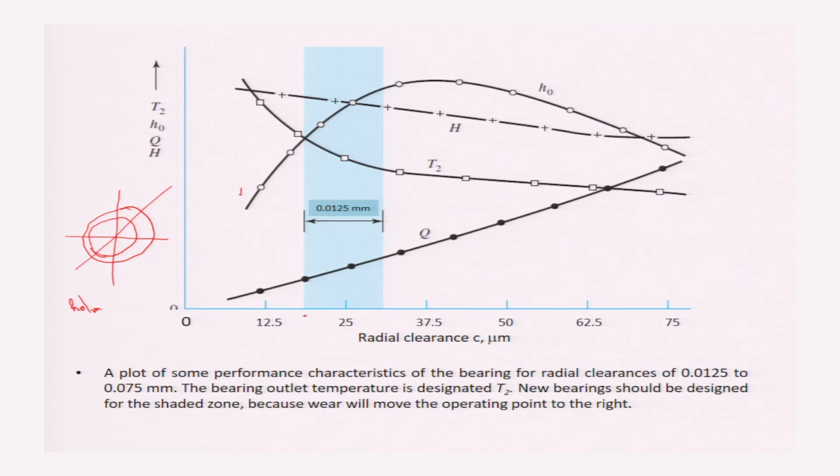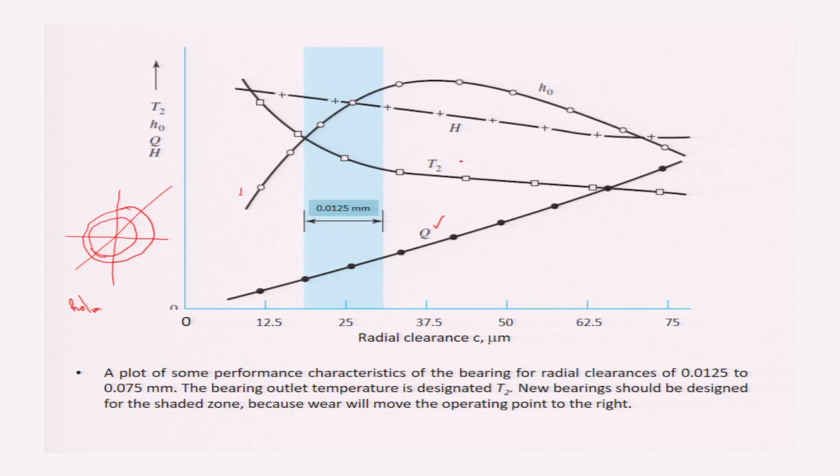Now with the increase in clearance, what is going on? As the clearance is increased, the gap between journal and bearing is increased. It is obvious that flow rate will increase. The flow of lubricant will increase, and this is shown by this curve. With the increase in clearance, the value of Q is increasing.